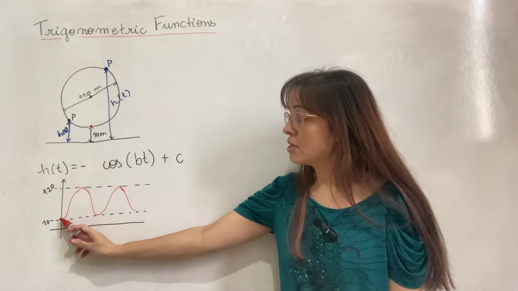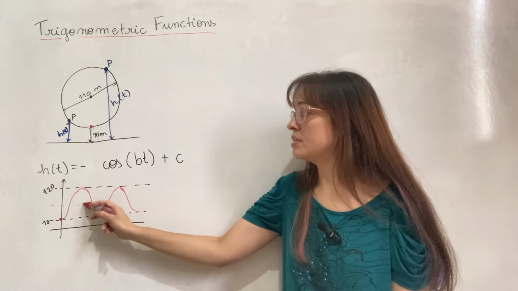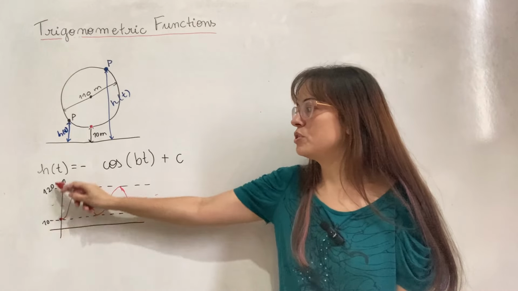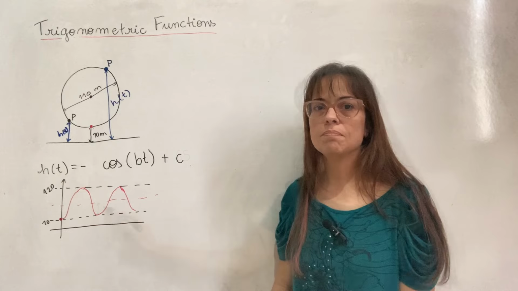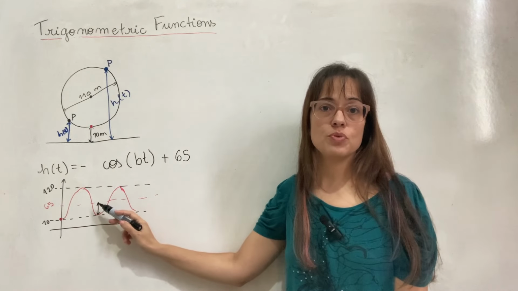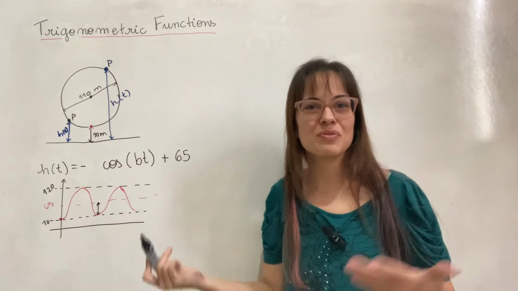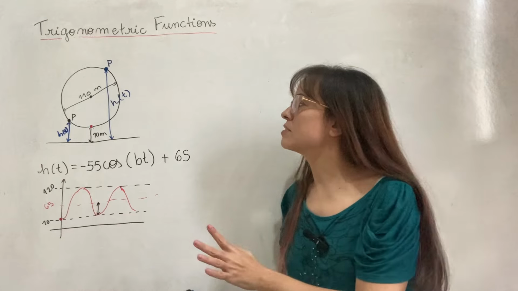Function is starting at the lowest point and going up to the highest point, which means it's oscillating around a principal axis that is the midpoint between these two numbers, 65, which is then the value of C, and the amplitude is the distance between the principal axis and the lowest point, which is 55, which is the radius of the Ferris wheel. So if I remember correctly, this question was 5 marks, and this is already 3 of them.